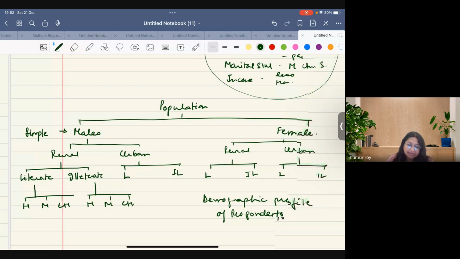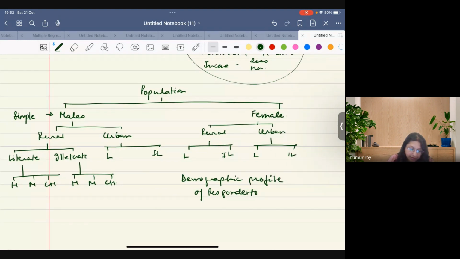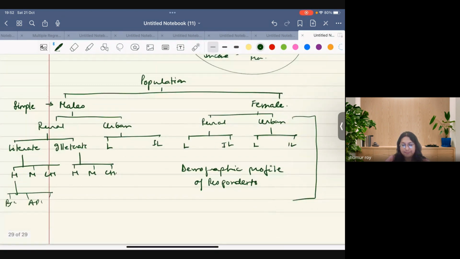Okay, so like this you can continue. I've just made few. Here again you can go down further and find out income levels, whether they are below poverty line, or above poverty line, etc. So you can continue. So below this, when we are talking about so many levels, then it is called manifold classification.